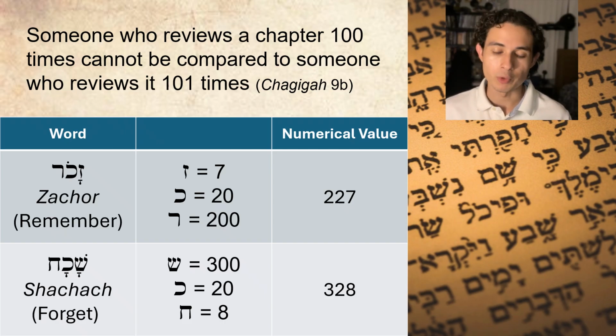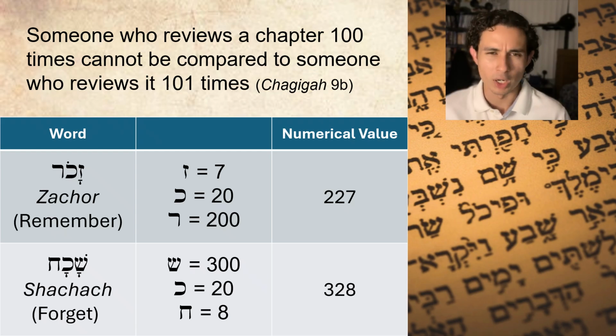So it says, someone who reviews a chapter 100 times cannot be compared to someone who reviews it 101 times. What's the difference between 100 and 101, right? Why those two numbers specifically, though? Well, the key is in the numerical values of the very words remember, zachor, and shachach. So zachor has a numerical value of 227, while shachach, which means to forget, has a numerical value of 328. So the actual difference of these two numbers is 101.